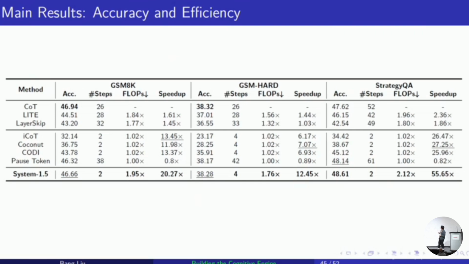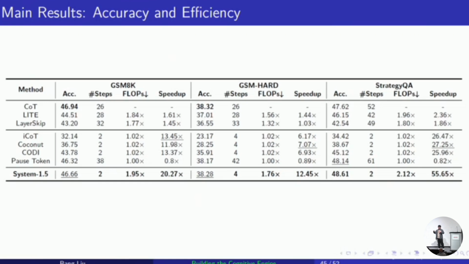So let's check the accuracy. This is the main experimental result. The code is here. If you compare with existing baselines, usually they need 20 to 40 steps to reason, and now we just need 2 to 4 steps. In terms of speedup, it is about 20 to 55 times faster than the previous baselines.